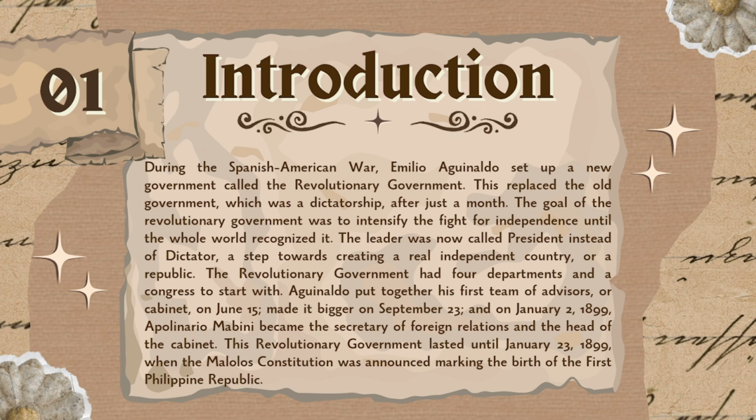The revolutionary government had 4 departments and a congress to start with. Aguinaldo put together his first team of advisors, or cabinet, on June 15, made it bigger on September 23, and on January 2, 1899, Apolinario Mabini became the Secretary of Foreign Relations and the head of the cabinet. This revolutionary government lasted until January 23, 1899, when the Malolos Constitution was announced, marking the birth of the first Philippine Republic.